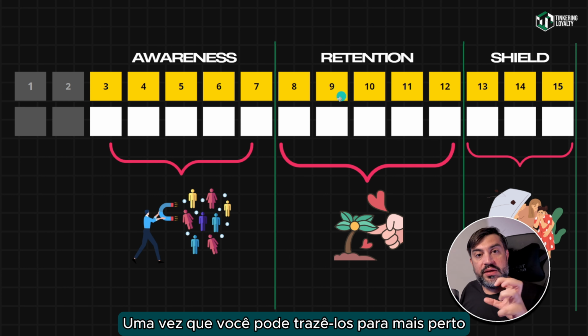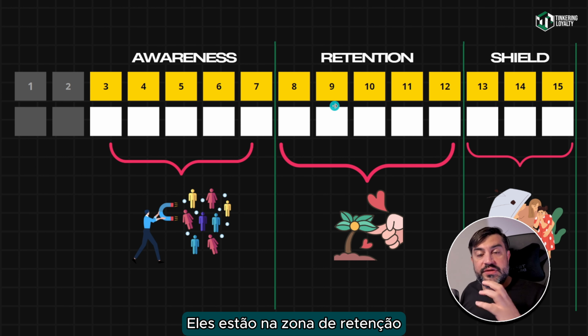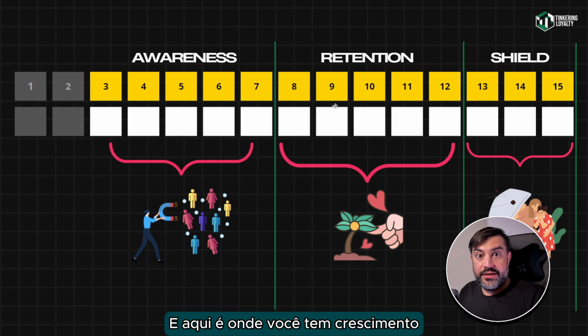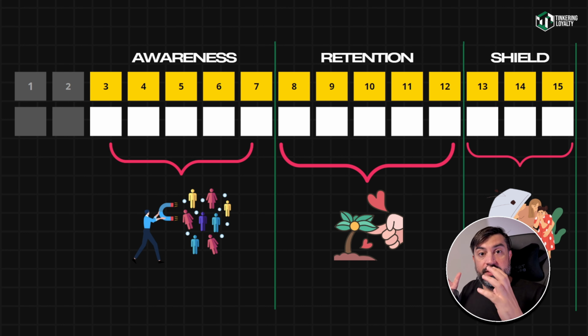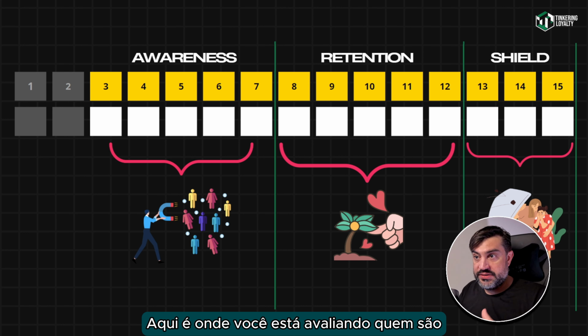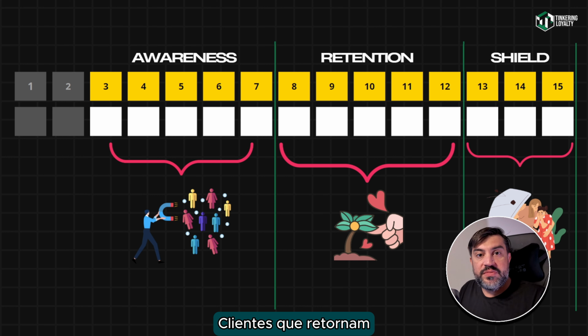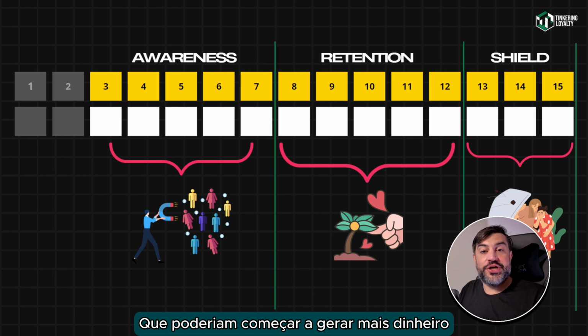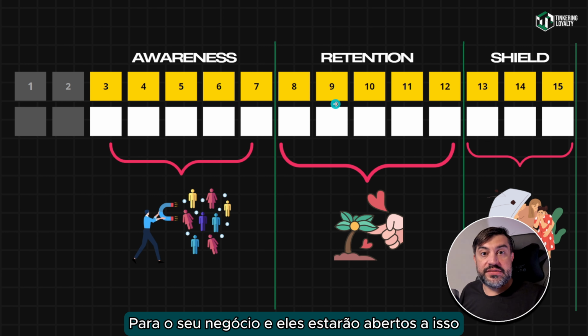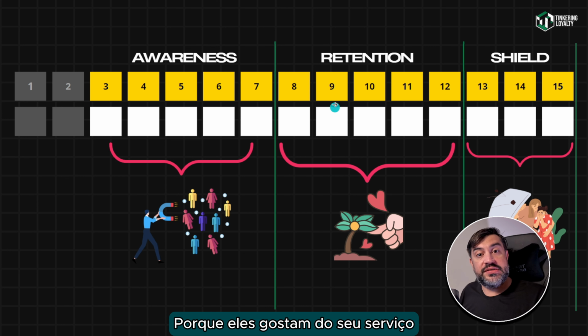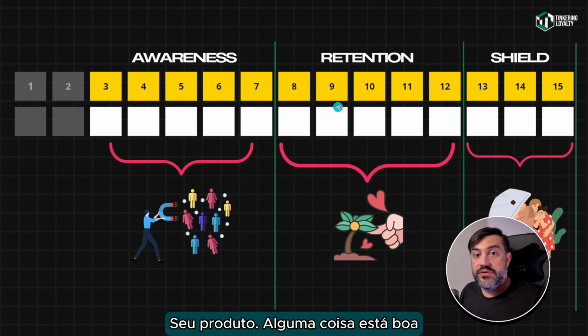Once you can bring them closer, they are in the retention area, and here is where you have growth. Here is where you are evaluating who are repeating customers that could start generating more money for your business. And they will be open to that because they already return, because they like your service, your product, whatever.